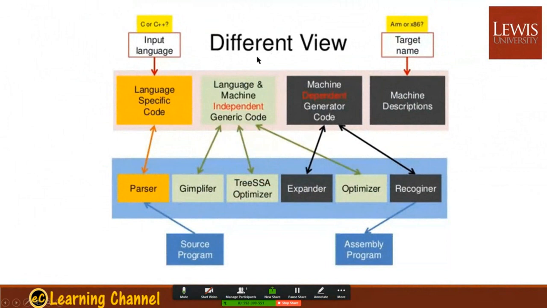And here, more specifically, we talk about the C++ language and ARM processor or x86 machine. For the machine-dependent part, you have the black boxes, and this is the language-dependent part. You have the orange one, and then the green one is the language- and machine-independent part that does optimization.